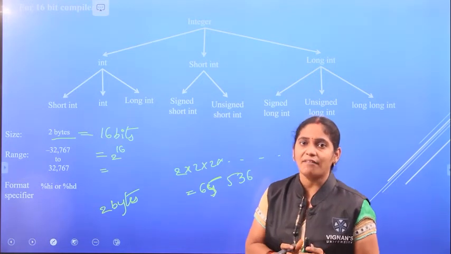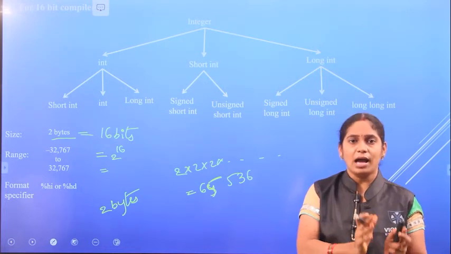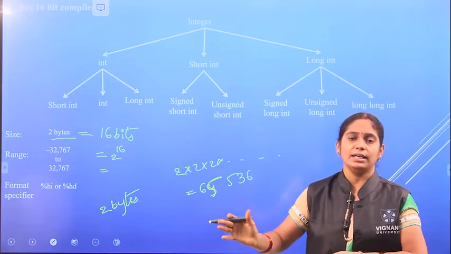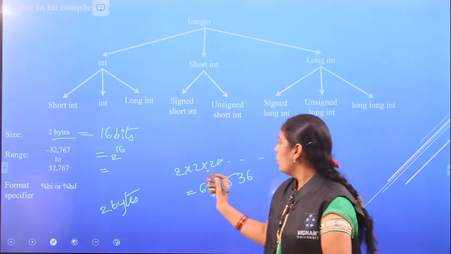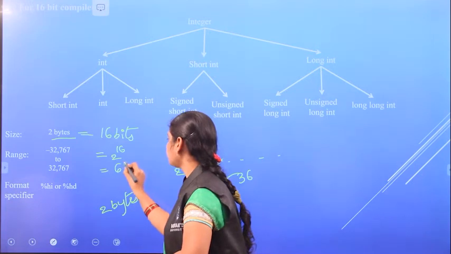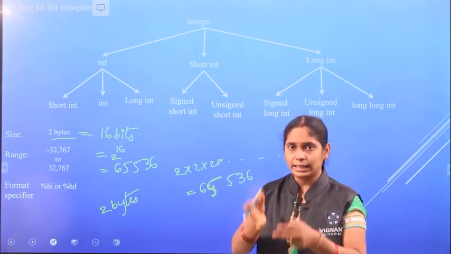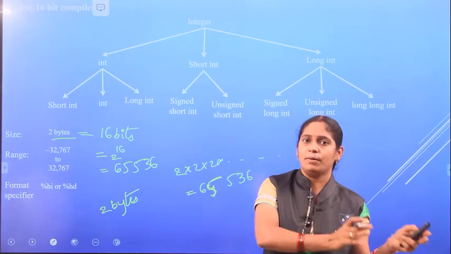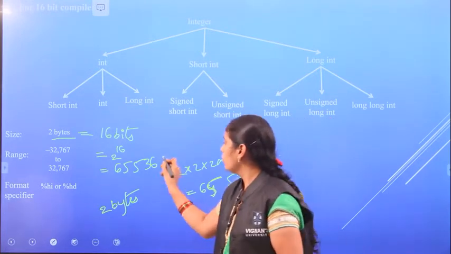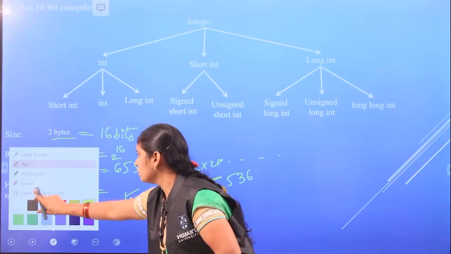So if we have a sign, half of the values we should reserve for representing the negative and half of the values for representing our positive numbers. So half of the value of 2 to the power of 16: make that value into 2 parts and reserve half for positive and half for negative. So, divide by 2, which equals how much?